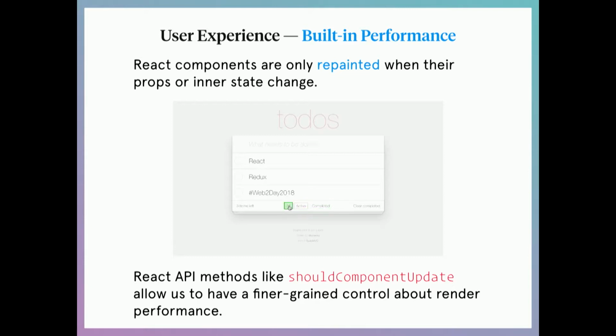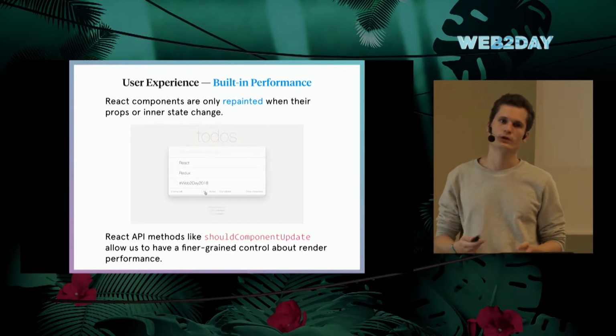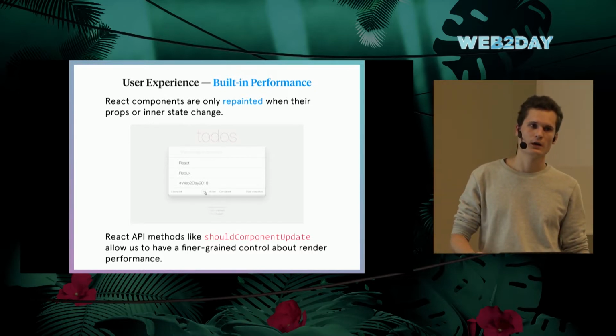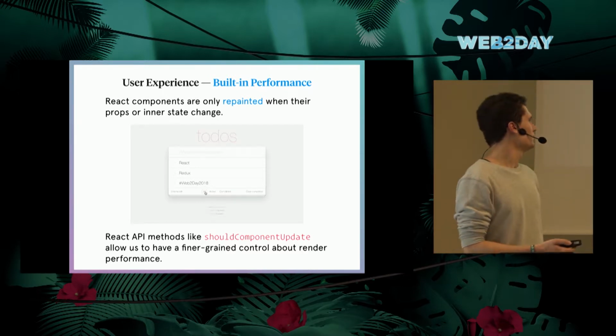If I try to filter between active and all to-do items, since all of them are active, none of the items are redrawn. So React really focuses on delivering performance, and to do that, it tries to minimize the number of browser repaints that it triggers. So this is really interesting.